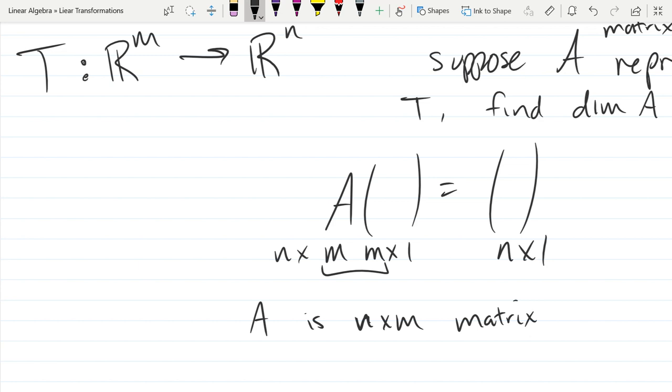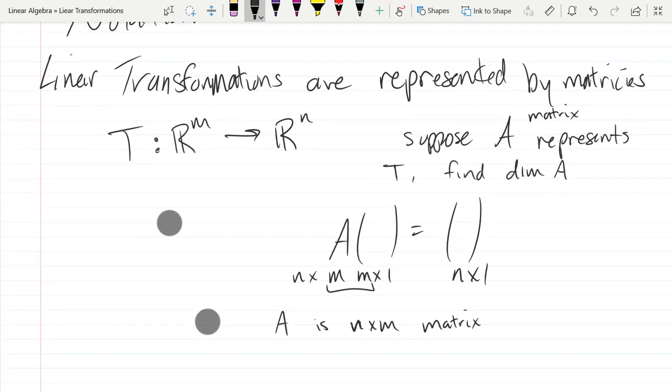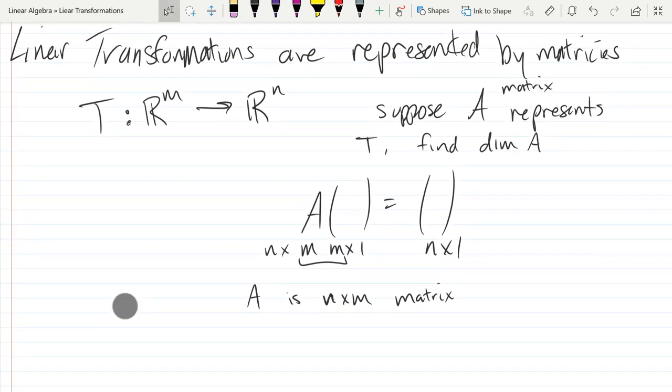So A is going to be an N by M matrix. You've got to get your internal dimensions to match, and then your external dimensions are the dimensions of your product. So A is an N by M matrix. Now, the way I've been writing our correspondence, I wrote T with a little A, like this. And that's just the transformation with the matrix A bundled together. So this really just means left multiply by A.